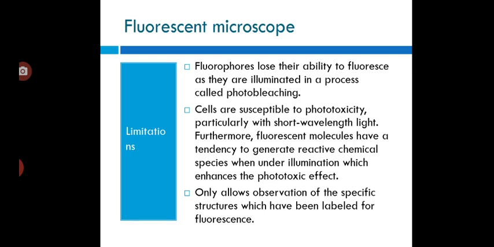Next, coming to the limitations of the fluorescent microscope, it includes that fluorophores lose their ability to fluoresce as they are eliminated in a process called photobleaching. Photobleaching occurs as the fluorescent molecules accumulate chemical damage from the electrons excited during fluorescence.